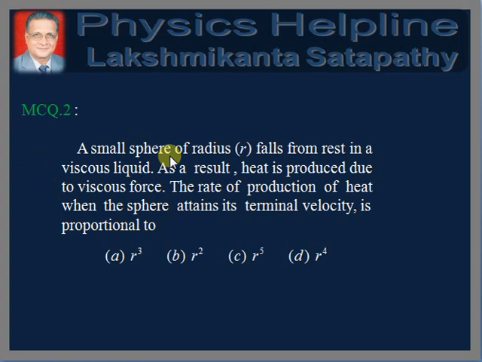Now for question 2. This is about a small sphere of radius r which falls from rest in a viscous liquid. As a result, heat is produced due to the viscous force. We are required to find the rate of production of heat when the sphere attains its terminal velocity. This rate of production of heat will be proportional to some power of radius r of the sphere. The options are given in the question. We are required to find the correct option.